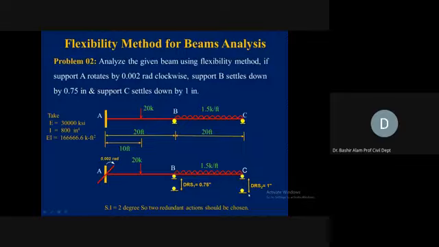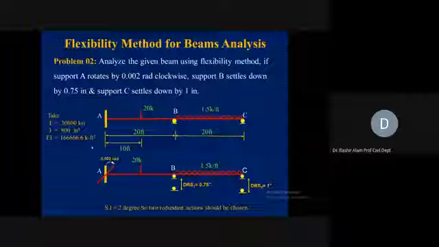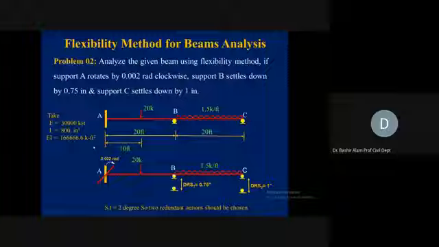E is given, it is 30,000 KSI, I is 800 inches to the fourth. Now, as displacements are involved, we will be using the actual values of EI. So EI is coming 156.6 kip foot square. 30,000 multiplied by 800 and then divided by 144. So you can get this EI value.